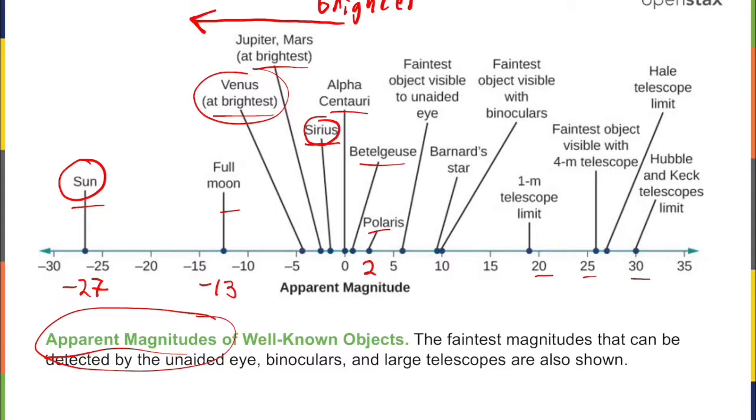And then we get on to the faintest object visible to the unaided eye at about a 7. And then with binoculars, you can get up to an apparent brightness of about 10. Telescopes, over here. And then finally we get up to Hubble, the very best telescopes in the world, and we can see these things that are so incredibly faint. 30 is very, very faint. You need a good telescope, preferably outside of the Earth's atmosphere, to see it. So that's the scale.